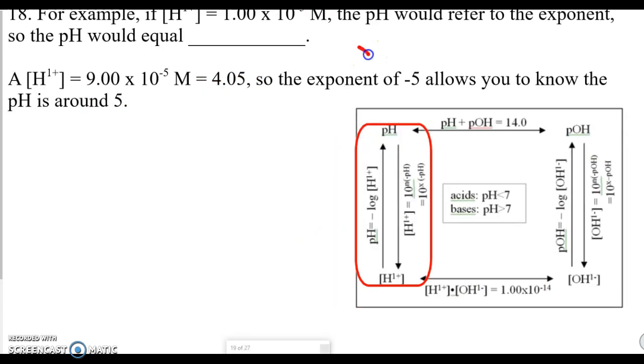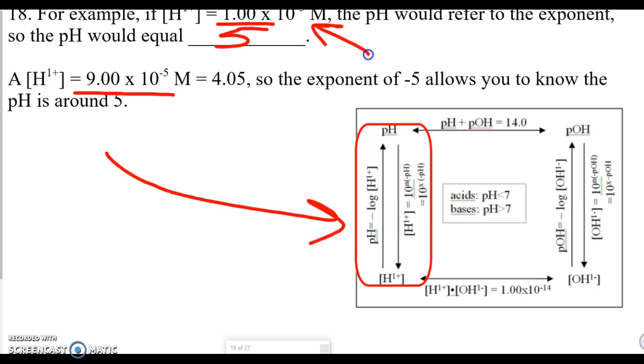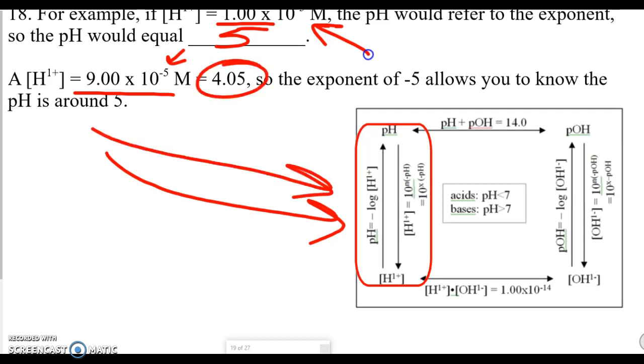On this problem, our exponent is to the -5th, so that means our pH would be equal to 5, as long as there's 1.00 out in front. Again, I know this isn't on your paper, but if we were to do the same thing using the math down here, we find out that we have an exponent to the -5, which means our pH should be around 5. When we do the actual math that's over here, we get 4.05. So the exponent gives you an idea of what your pH should be.